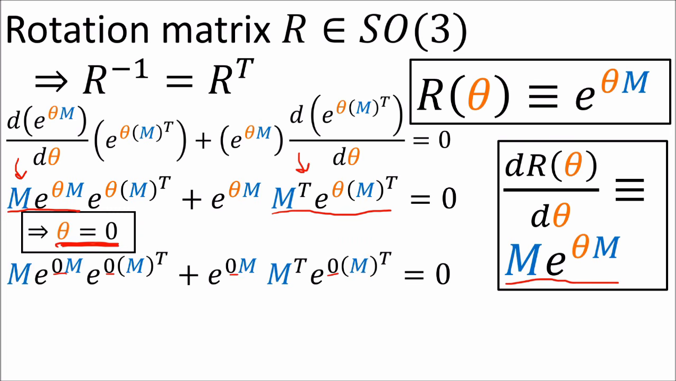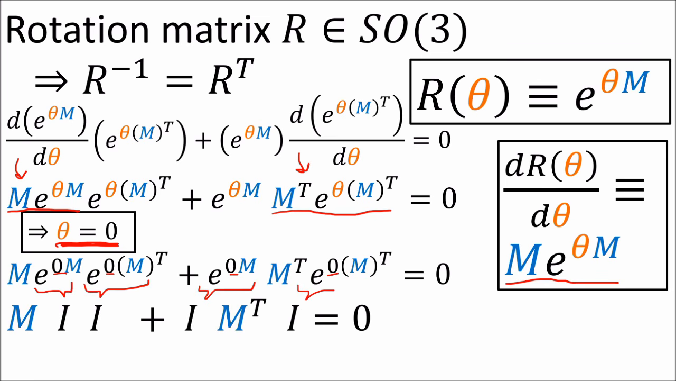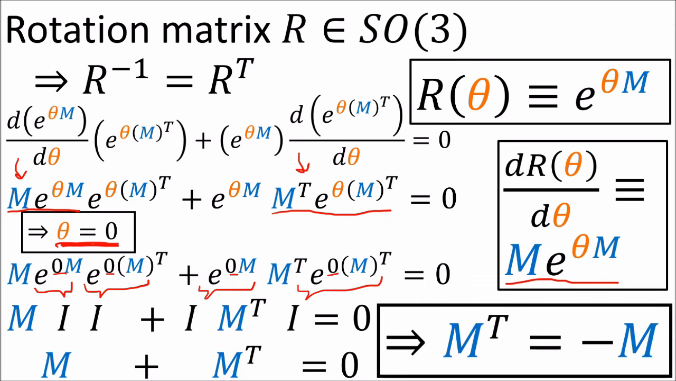Now, this formula must be true for all values of theta, so let's sub in theta equals 0. This causes all the exponentials to go to the identity matrix. This makes sense because a rotation by 0 degrees is the identity. We're left with the generator plus its transpose equaling the 0 matrix. Or in other words, the transpose of the generator equals the negative generator. So this proves that the generators of SO3 matrices are anti-symmetric.